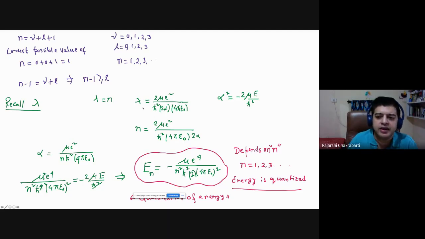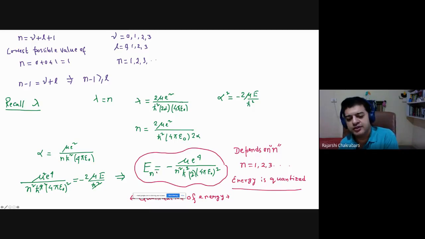Also we had a constant alpha square, which was given by minus 2mE over h-bar square. Since E is negative, this alpha square is always positive. E is negative because if the electron is far away from the nucleus, the energy is 0. As you bring the electron close to the nucleus, the energy decreases and becomes negative. Now I can make use of these relations. Alpha square is this, lambda is n, which is given by this, so from here I can calculate alpha. Then I take the square of this alpha, which is alpha square, and equate it to minus 2mE over h-bar square.